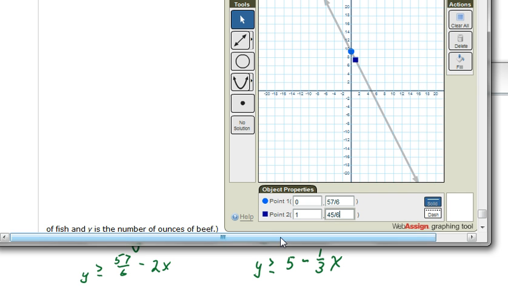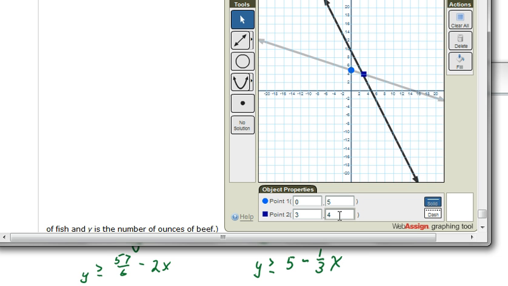We'll also go back for the Y greater than or equal to 5 minus 1/3 X, and enter first of all 0, 5. And then as a second point, enter 3, 4. And it has to be greater than that as well.